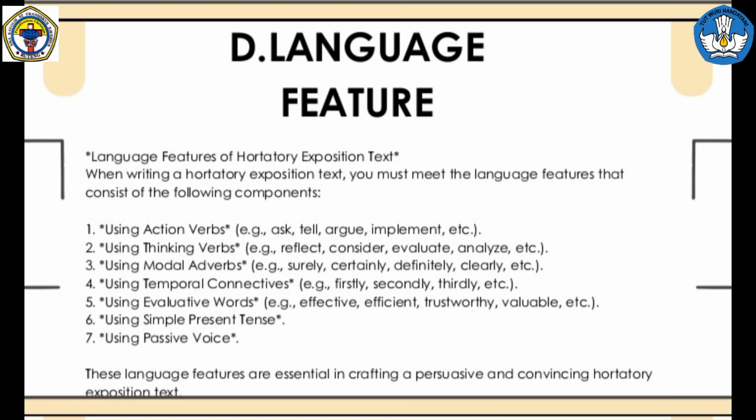4. Using temporal connectives, e.g. firstly, secondly, thirdly, etc. 5. Using evaluative words, e.g. effective, efficient, trustworthy, valuable, etc. 6. Using simple present tense. 7. Using passive voice. These language features are essential in crafting a persuasive and convincing hortatory exposition text.